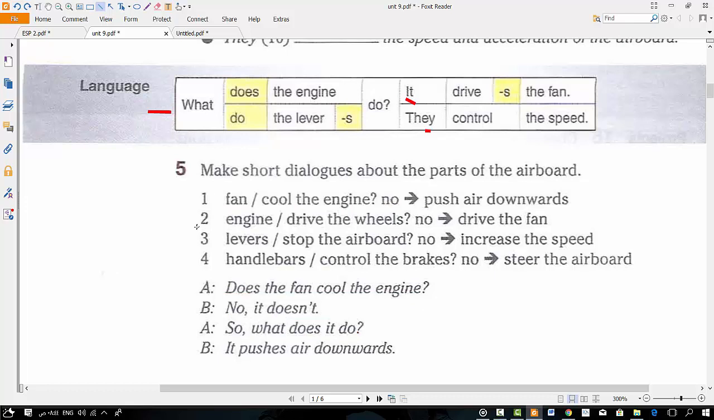Okay, let's make two questions for number two. The first question will be answered with no. Engine drive the wheels. The question is, does the engine drive the wheels? No, it doesn't. So, what does the engine do? It drives the fan.